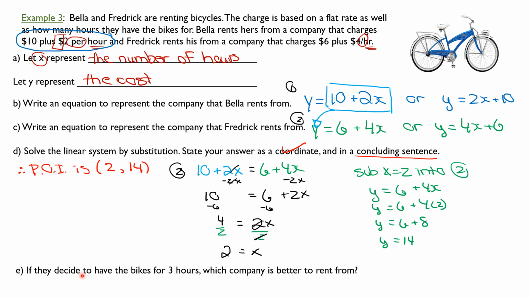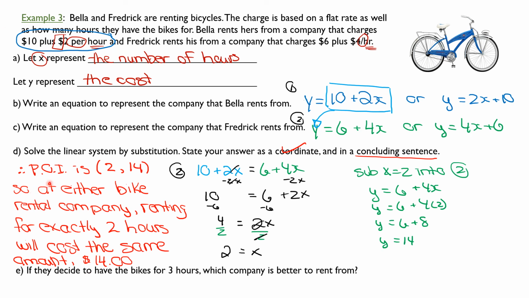Now, if you look down to part B, what if they rent it for 3 hours? Well, we'll talk about that. But if they rent the bike for 2 hours, they will pay $14 no matter which company they rent from. That's what the point of intersection is saying. It's where everything is equal. The point of intersection is (2, 14). So at either bike rental company, renting for exactly 2 hours will cost the same amount, $14. That's what this point means.